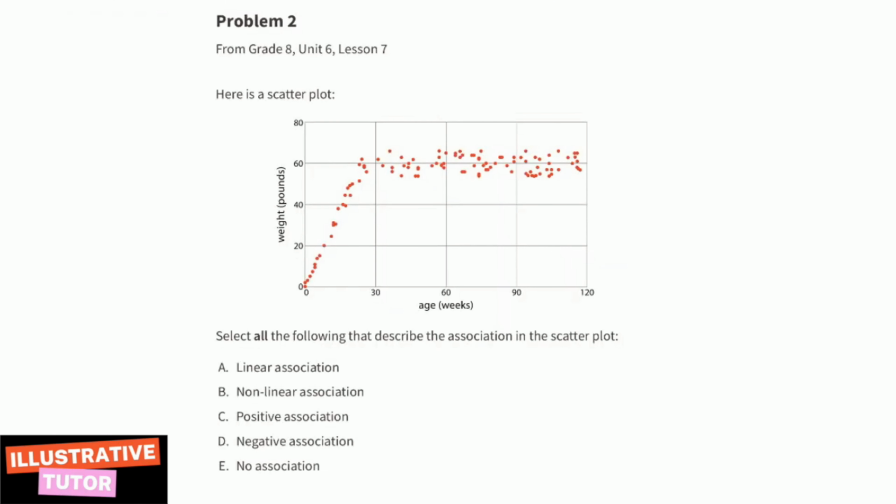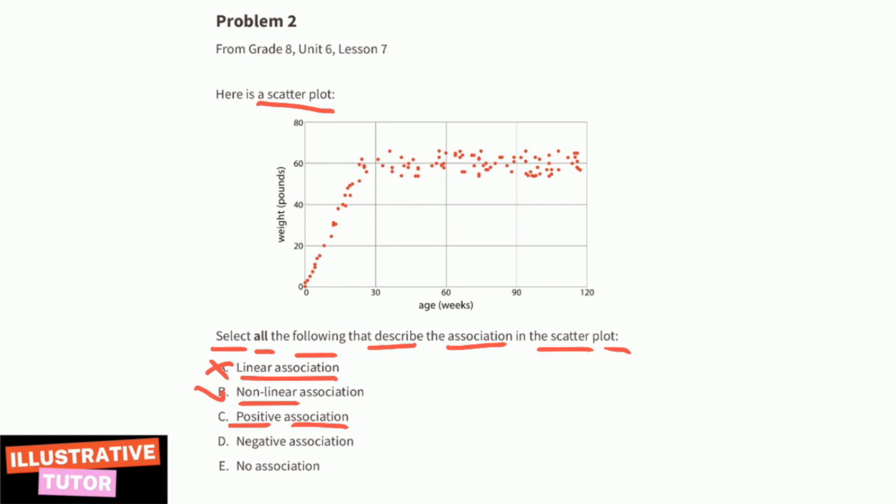Problem number 2 from 8th grade, Unit 6, Lesson 7. Here is a scatter plot. Select all the following that describe the association in the scatter plot. A. Linear association. These points that are scattered on this plot do not form a straight line, so this one's a no. B. Nonlinear association. Since these points that are scattered on this graph do not form a straight line, we can pick this one. C. Positive association.